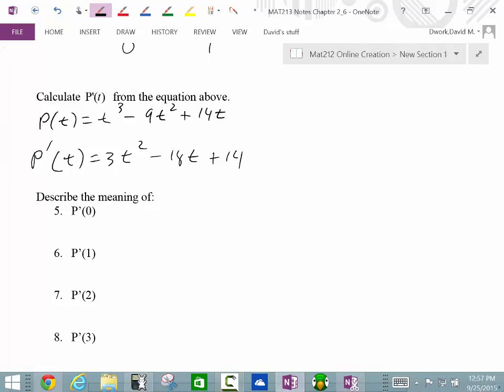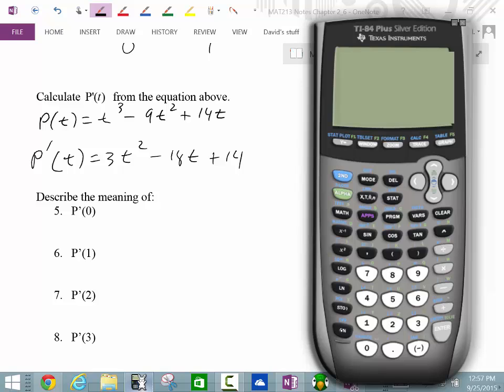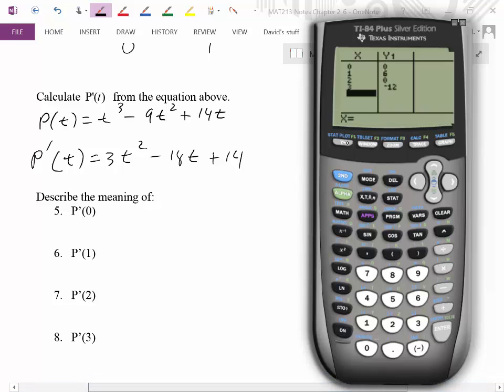Now let me show you a little calculator way of doing derivatives. I would say this is good when you're having to substitute in a lot of values, not so good if you just need to do one. You might just find it quicker to do it by hand. But what we're going to do is say, I want to do the derivative of the thing in y1.